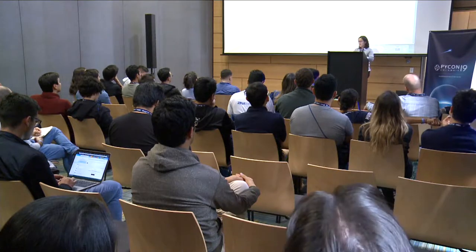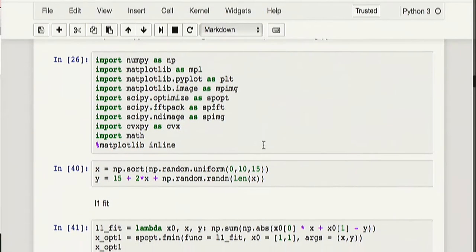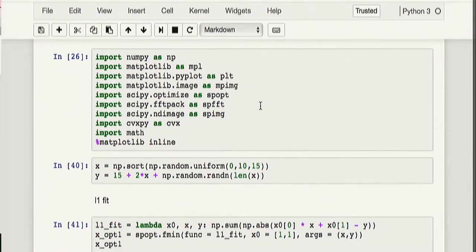This is only to start with the subject. You can find some of this information in this blog. It's really good. I recommend it if you want to read a little bit more about this. So I'm going to use these libraries in the entire Jupyter notebook. This will be available on GitHub. I don't have it there yet, but I will put it there so anybody can look for it and study it.